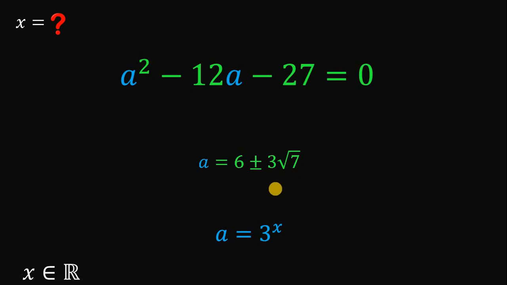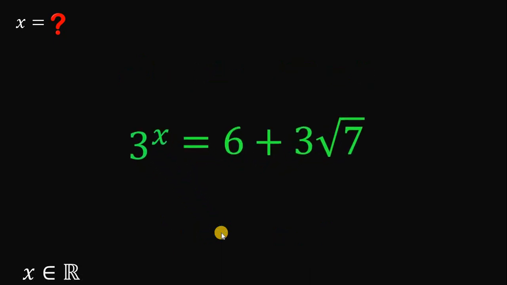But take note that the value of a is also equal to 3 raised to x. This is an exponential function. Therefore, we can say that a must be greater than 0, or cannot be a negative number. Thus, we can disregard the negative value for a. So we can say that a must be equal to 6 plus 3 times square root of 7. Now, at this point, we are ready to solve for the value of x because this a equals 6 plus 3 times square root of 7, and also this a equals 3 raised to x.